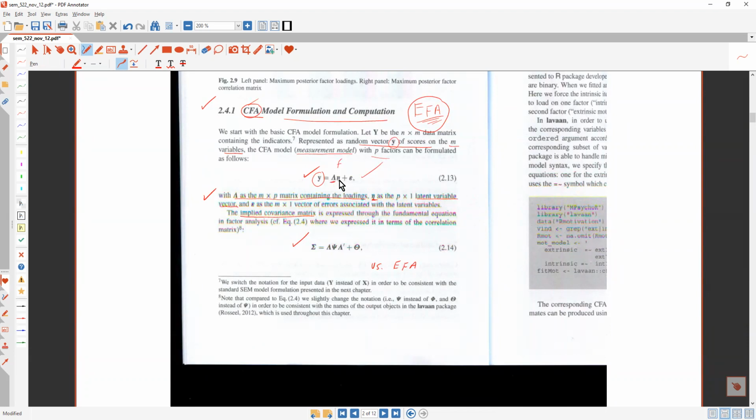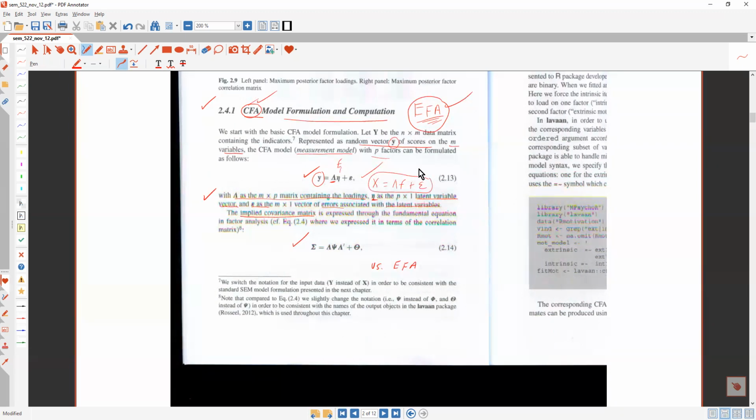Because you have a loading, you have these hypothetical variables, which are F, and then you have the errors associated with the latent variables. So when you look at this, you say, my goodness, this looks exactly like the EFA model. Yet it's given a new name because, other than notation, is this not the same thing as this?